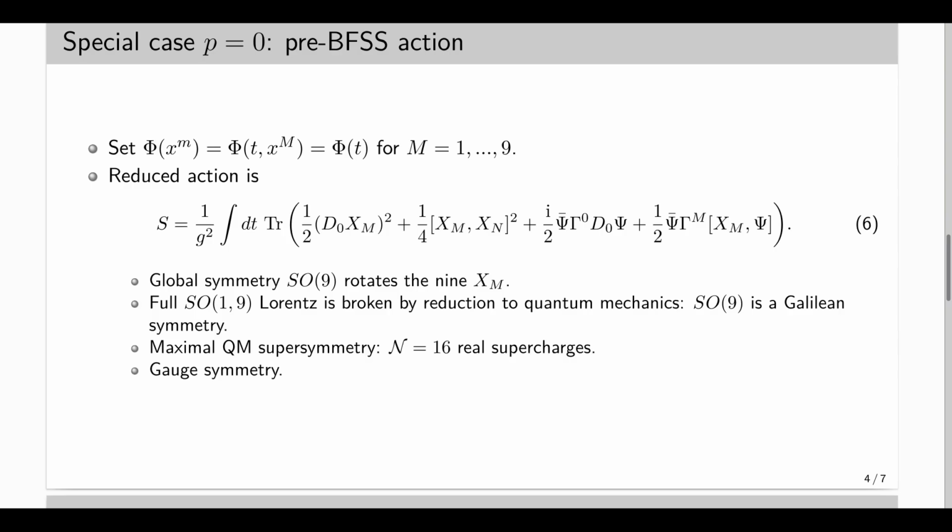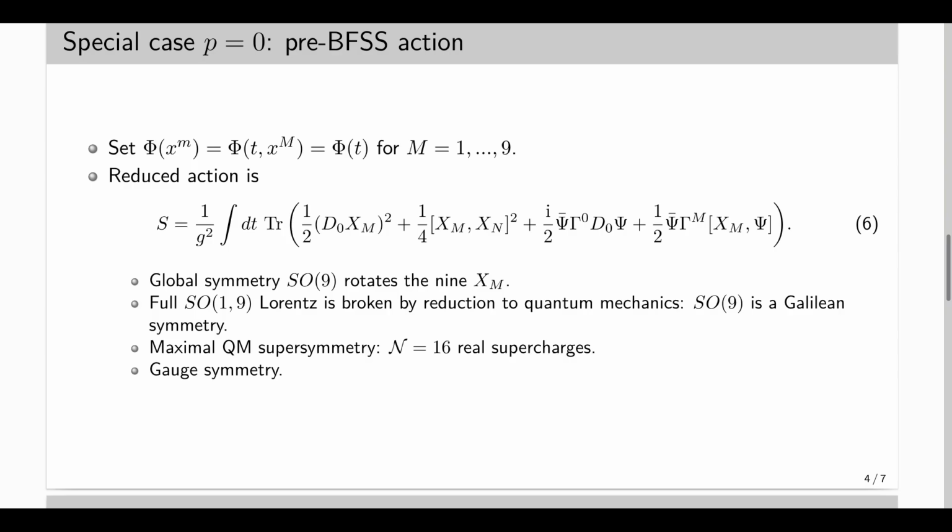Fermion kinetic term, first order in time, proportional to psi^dagger D_0 psi. Fermion matrix coupling, linear in X and bilinear in psi, of the form psi^dagger gamma^m times the commutator [X_m, psi]. This is precisely the BFSS matrix quantum mechanics in one time dimension.